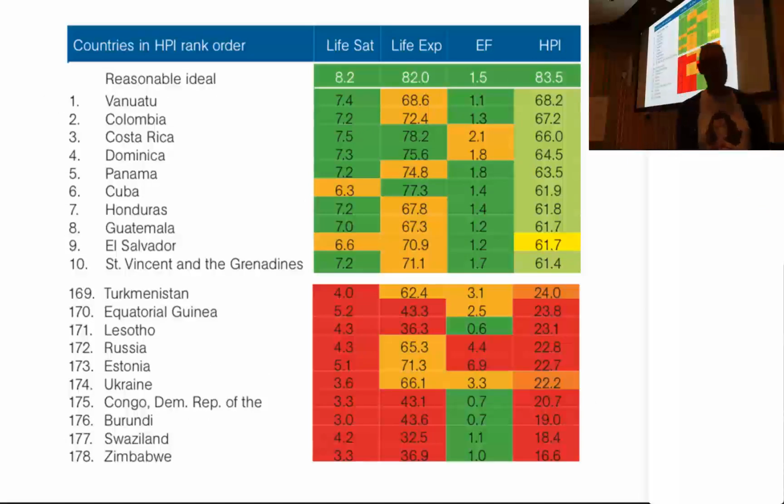The happiest country in the world is Vanuatu. Second one is Colombia, then comes Costa Rica. Cuba is number 6. Who would like to move to Cuba? Right? Weather is wonderful, the people are very nice, but other than that, it is a bit of a mess out there.